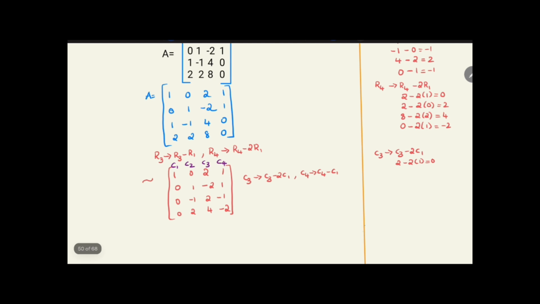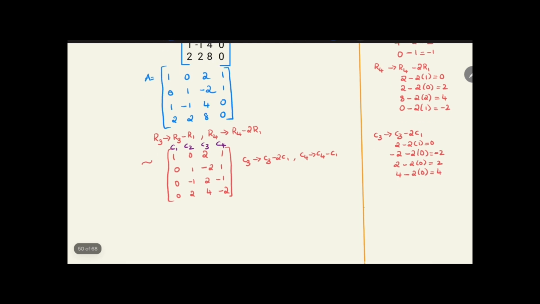Now what is the second element of C3? It is minus 2 into second element of C1, which is 0. So it is minus 2. Now third element of C3 is 2 minus 2 into 0. It is 2. Next, fourth element of C3 is 4 minus 2 into 0, which is 4.